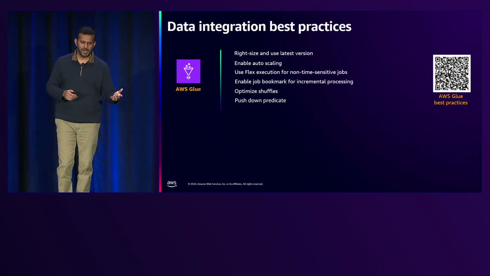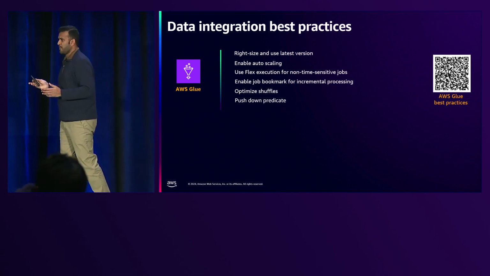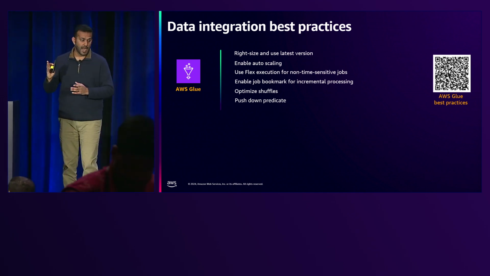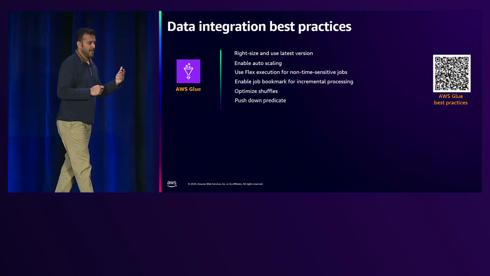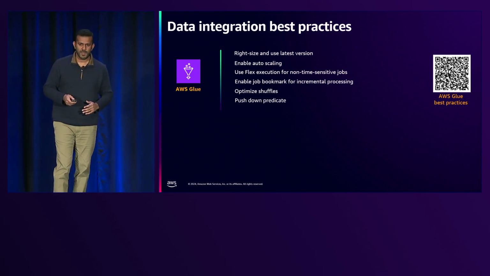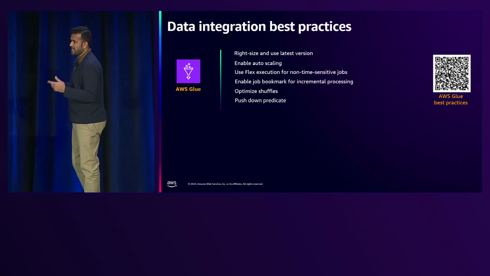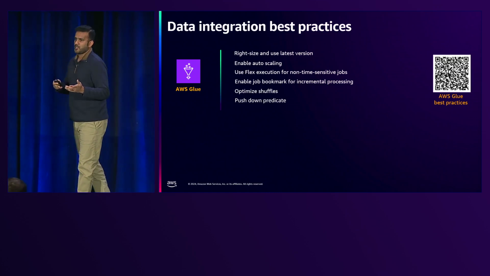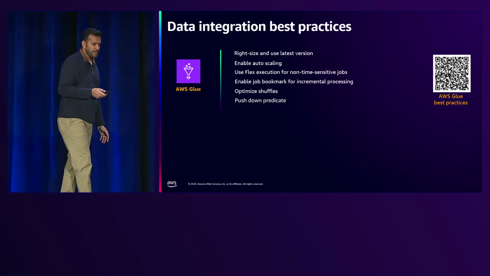If you have incremental processing requirements, make sure that you're using job bookmarks, because with job bookmarks, you can keep track of what data has been processed so far, and when the job runs the next time, it will start from the point where it left off. And then in general, for Spark optimization, make sure that you're optimizing your shuffles and doing predicate pushdowns to ensure that the amount of data being transferred over the network is minimal.